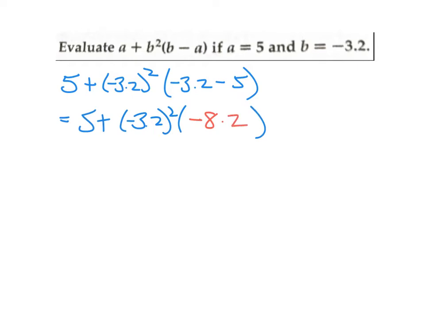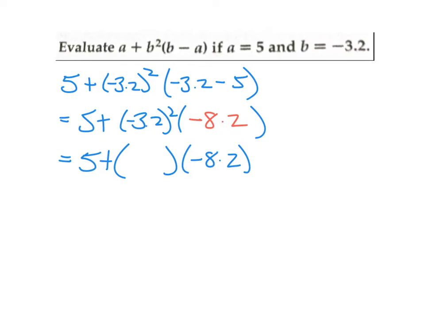Now that all the parentheses are simplified, we move on to the exponents. Our only exponent is negative 3.2 squared. So we leave everything the same, 5 plus. This is where we're going to do negative 3.2 squared, and then we'll multiply it by negative 8.2.